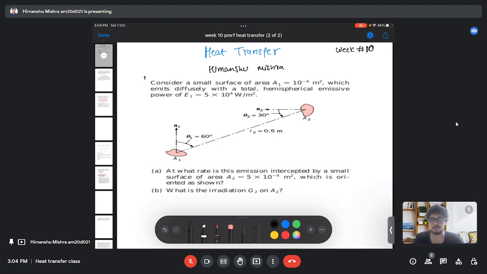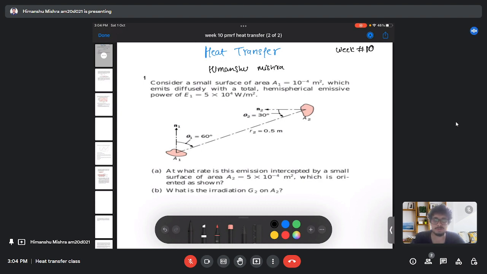Last week we discussed questions related to heat exchangers. We covered the log mean temperature difference and the NTU problems in both parallel and counter flow heat exchangers. This week we will start solving questions related to radiation heat transfer.